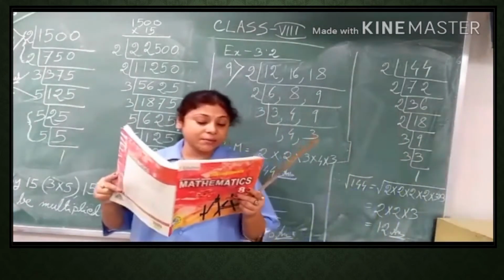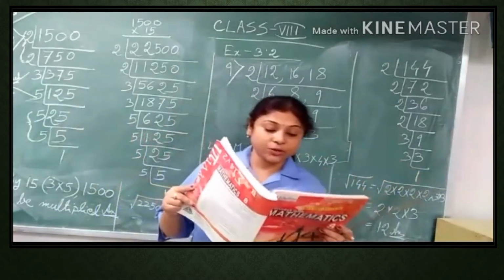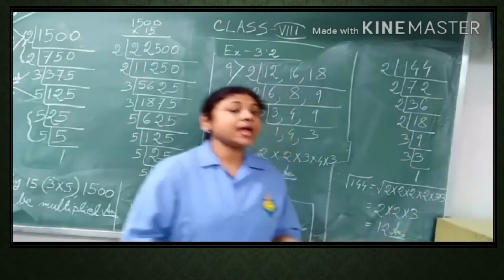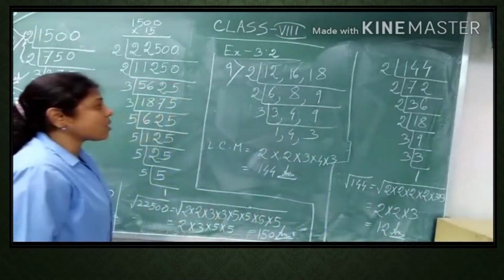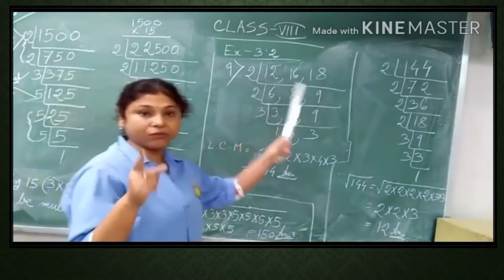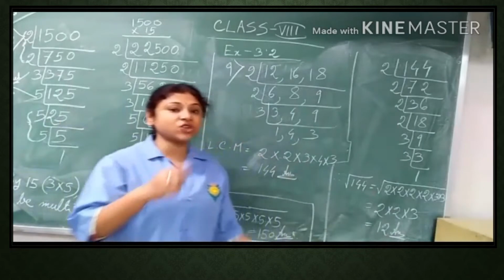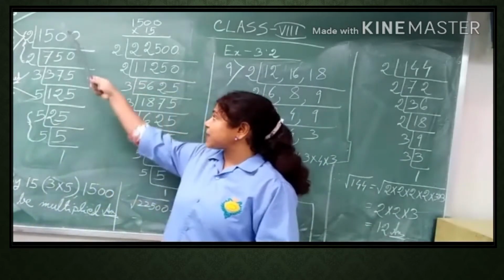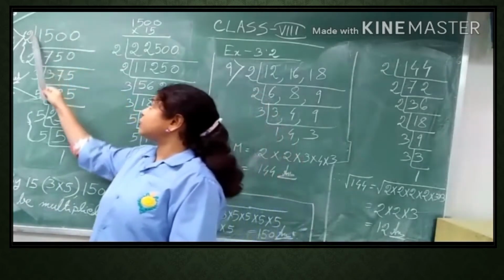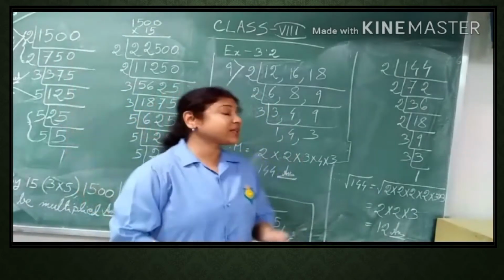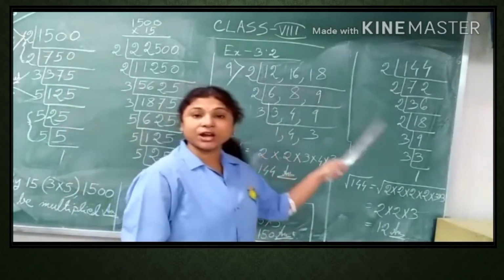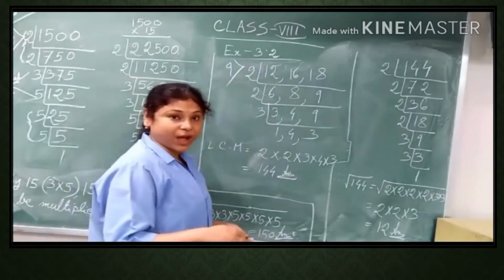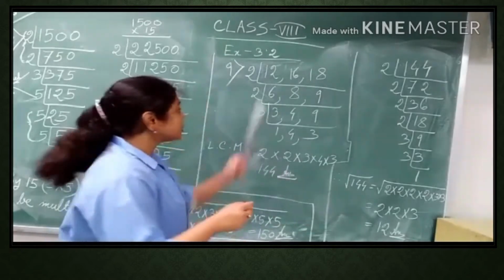Find the smallest number that can be completely divided by 12, 16 and 18. Find the square root of the number obtained. The least number means you have to find out the LCM. One thing I am telling you, this is not prime factorization. Please don't do this type of mistake. This is prime factorization when only one number you are taking. But this is LCM because more than one number is there. So here also by prime factors you have to divide at least by two numbers.